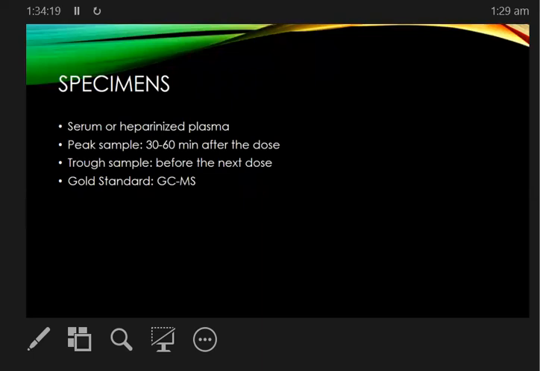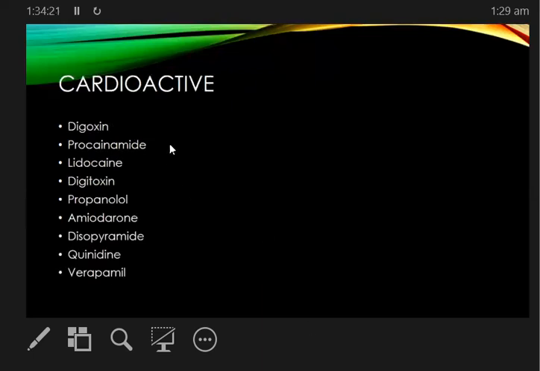In the boards, it's important for you to know how to identify your drugs, whether they are cardioactive, antidepressants, and so on. Cardioactive drugs would include your digoxin, procainamide, lidocaine, digitoxin, propranolol, amiodarone, disopyramide, quinidine, and your verapamil.